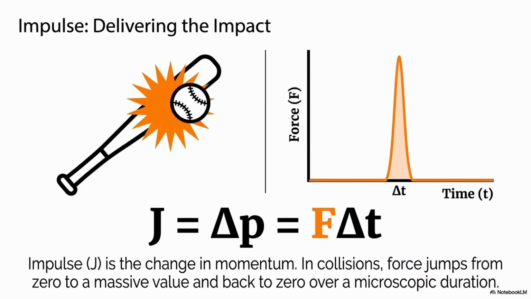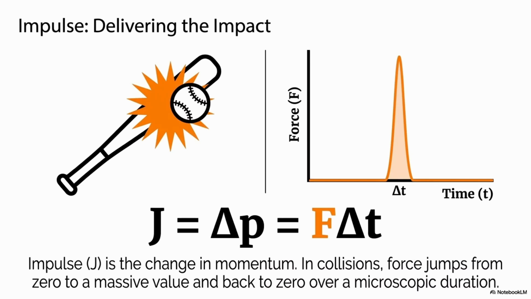Well, look at the graph on the slide. The force doesn't build up slowly. It sits at zero. And then in a microscopic fraction of a second, the force jumps to this massive, incredibly high peak, and then instantly drops back down to zero the moment the ball leaves the bat. Right, because they are only touching for a split second.